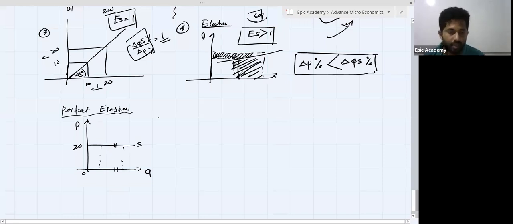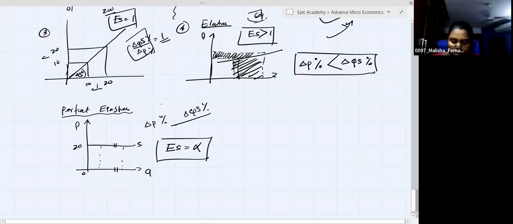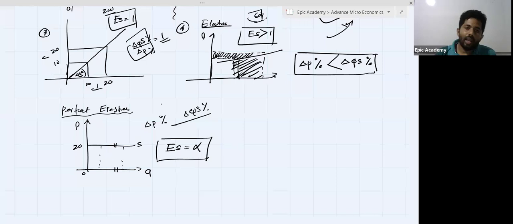That's the difference. So you can identify there is no change in the prices, but only a change in the quantity supplied. So the coefficient must be equal to infinity. That means you cannot calculate the value. There's no exact value. Definitely the value must be greater than 1. Yes, we know that. So those are the things.